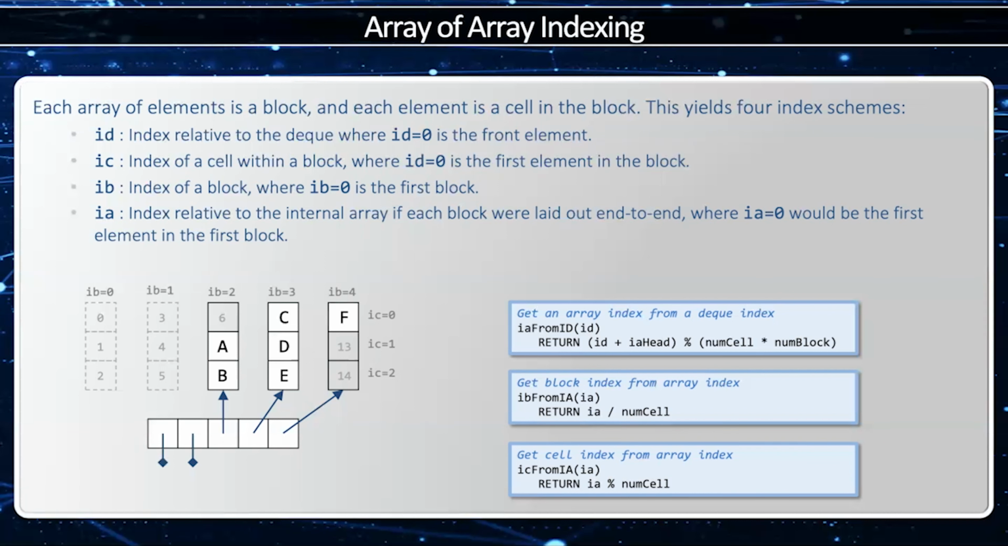You can see the pseudocode to convert a Deque index into an array index, as well as the pseudocode to turn an array index into a block index and a cell index. I could find the cell index by saying IA mod number of cells.